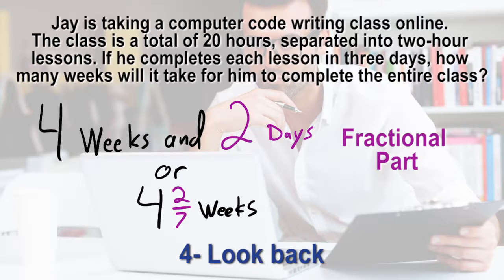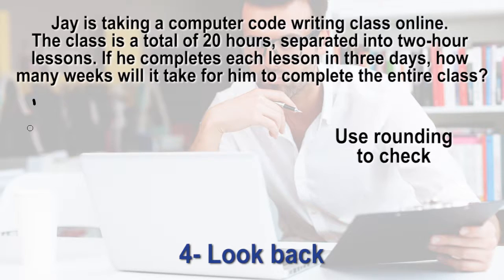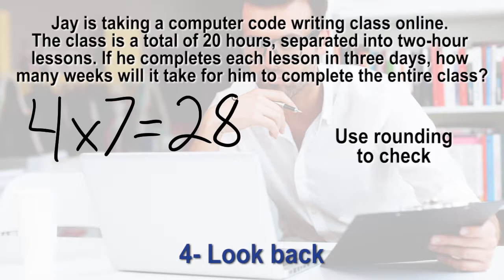Now let's check back and see if our answer is reasonable. If we use rounding to check, we know that Jay will work 4 times 7 days, which equals 28 days. We are leaving the remainder out, so our estimate will be lower. How many lessons will that be?